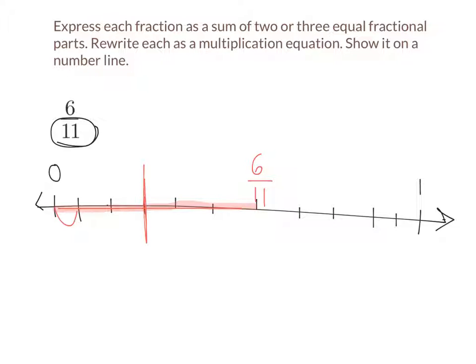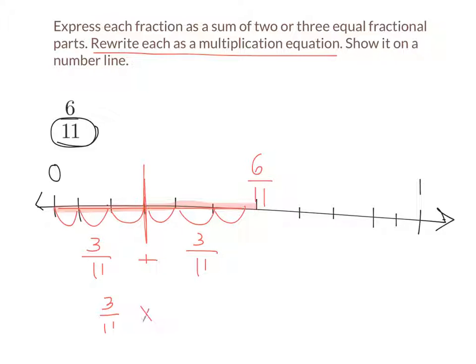Look, here's 1/11, 2/11, 3/11. Over here, there's 1/11, 2/11, 3/11. Do you guys agree that 6/11 is the same thing as 3/11 plus 3/11? So this is how you show 6/11 as the sum of two equal parts, two equal fractions. How can I write that as a multiplication equation since it says rewrite each as a multiplication equation? Rohan? 3/11. I could write 3/11 times 2.